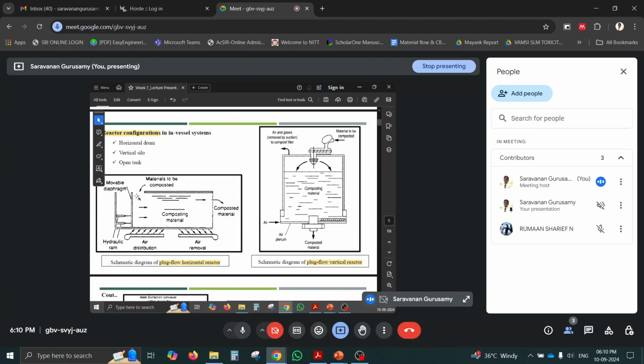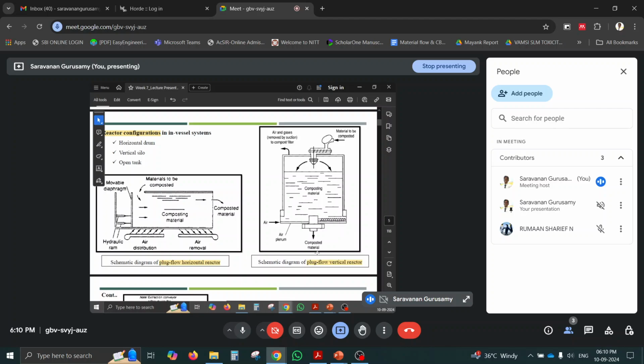So after feeding, it's moving, and after 40 days or 60 days, the matured compost is coming out from the other end. So it is called plug flow horizontal reactors. Okay, so here there is a hydraulic ram that will push and it will again pull. There will be a space for the feed.